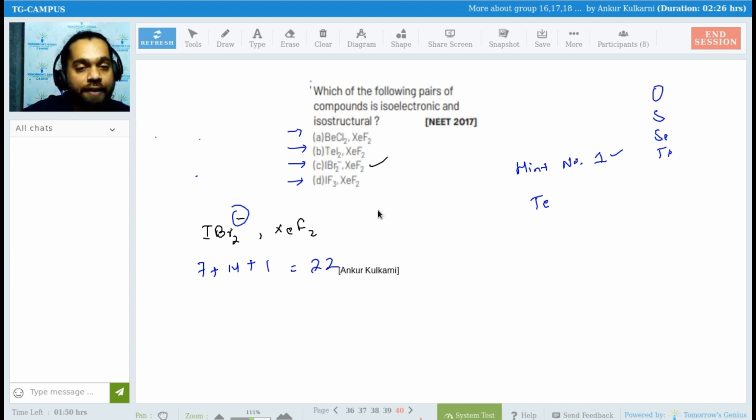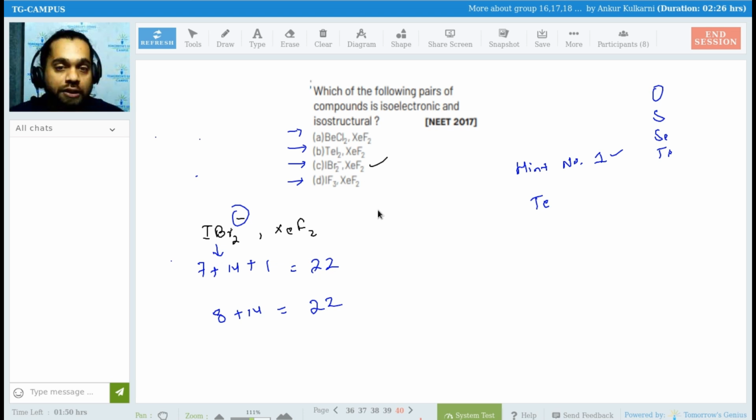Similarly, for XeF2, how many valence electrons in Xe? Xe is 8, and fluorine has 7. So 7, 7, 14, and 14 plus 8 is 22. So yes, it is isoelectronic. But now, I have given you one hint: draw the structure and check if it is isostructural or not. Come on, do it with the help of VSEPR. Check if you get the same geometry or not.